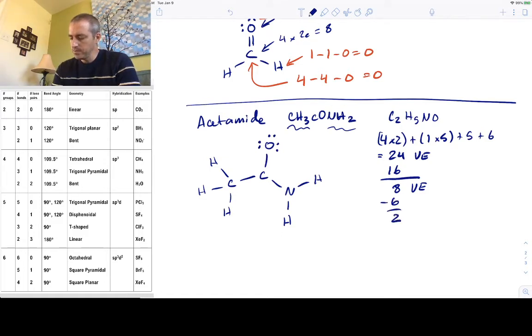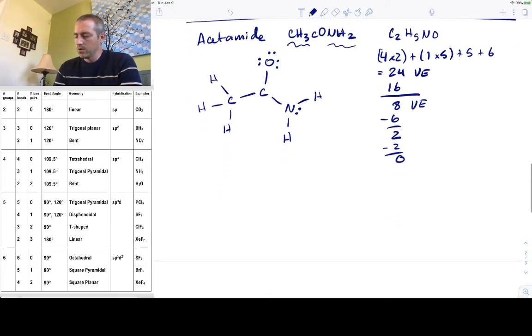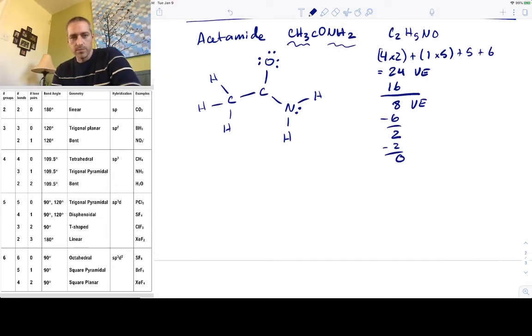Leaves us with 2. Those 2 electrons go in the next outer atom, which is nitrogen. That fills nitrogen's octet. Leaves us with 0. So we are out of electrons. We can't add any more to the structure. That's all we have to play with. And what we can do though is check all of our atoms to make sure they have full octets.